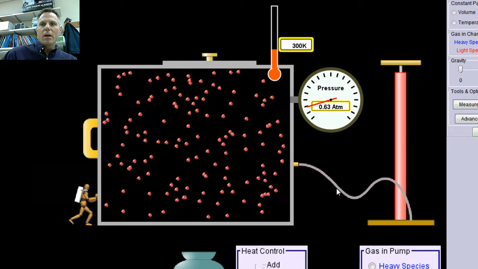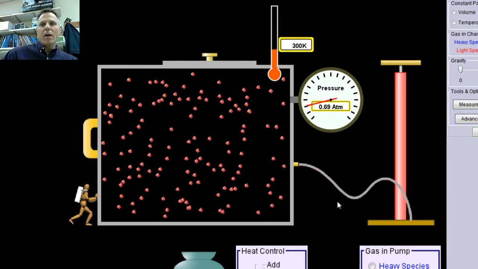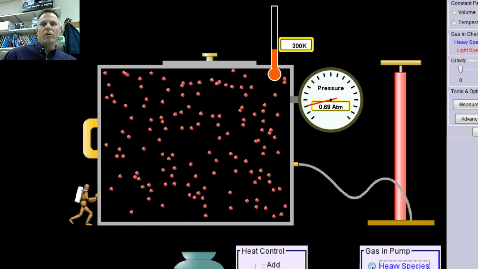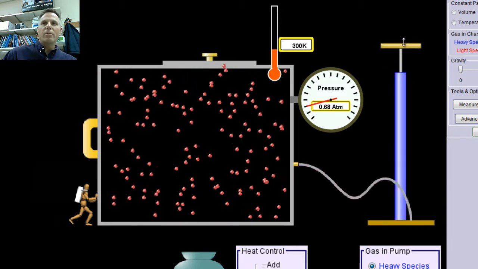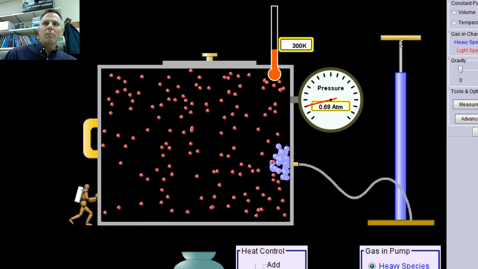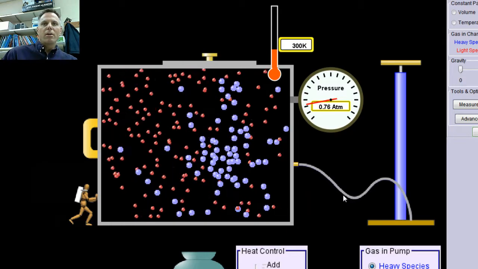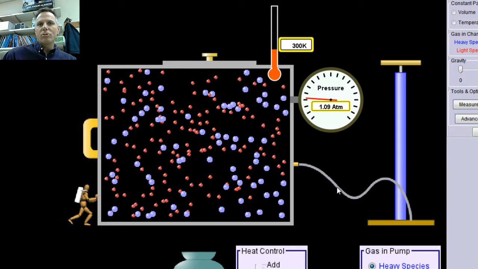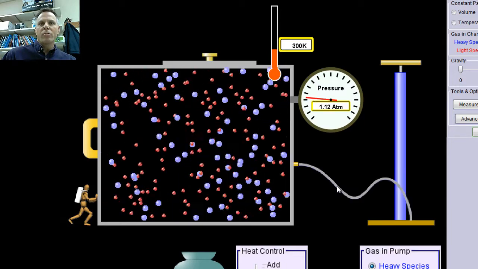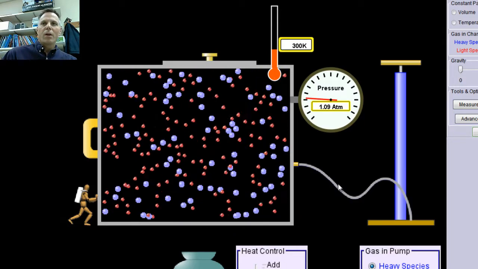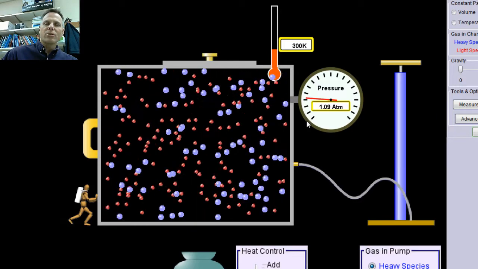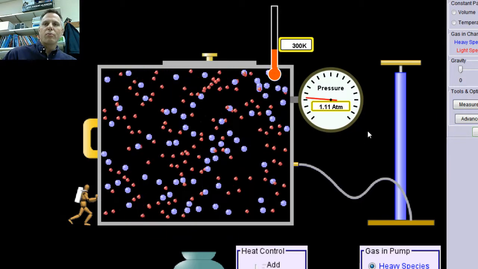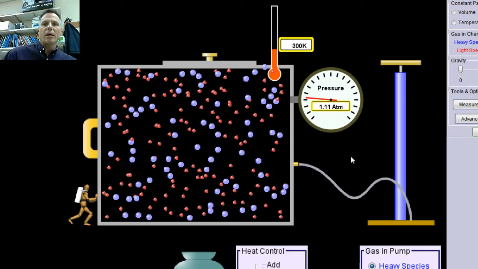Now, I'm also going to add some heavier molecules. They're going to be blue. So I'm going to open this up and pump some heavy molecules in there. You'll notice as those molecules move around inside, the heavier molecules, the blue ones, are moving slower than the light ones, which are the red ones. Notice also that when I added more gas, the pressure increased. The pressure went up as I added more gas.